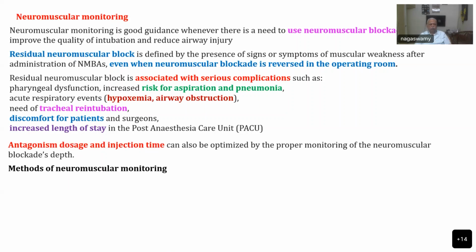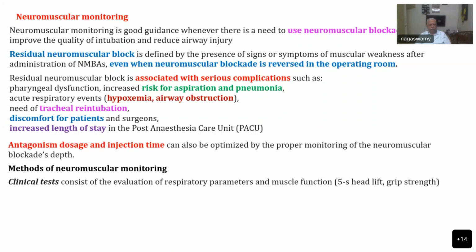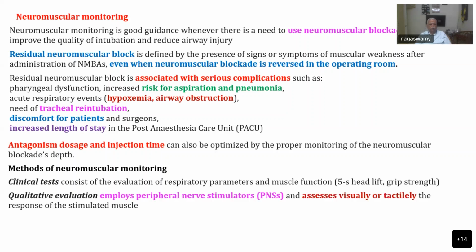Now coming to the methods of neuromuscular monitoring. The first is the clinical test, which consists of evaluation of respiratory parameters and muscle function, which are 5-second head lift and hand grip. This is the common clinical method by which we assess the re-establishment of neuromuscular function. The second is qualitative evaluation, which employs a peripheral nerve stimulator and assesses, visually or by touch, the tactile response of the stimulated muscle.